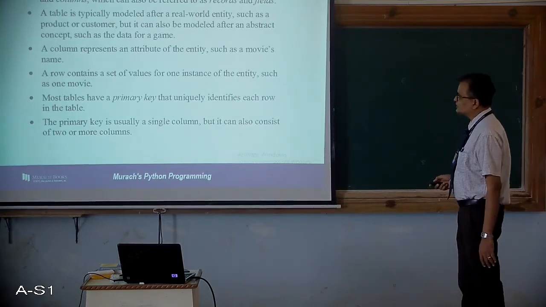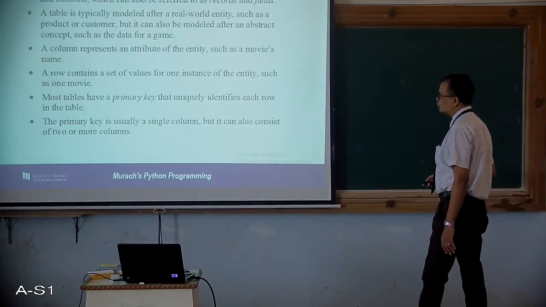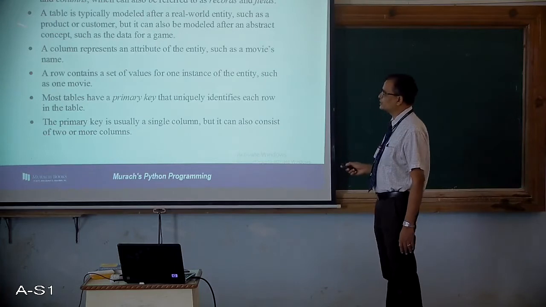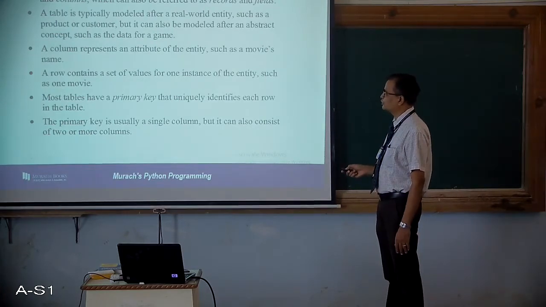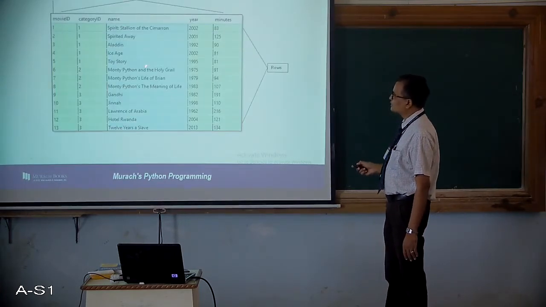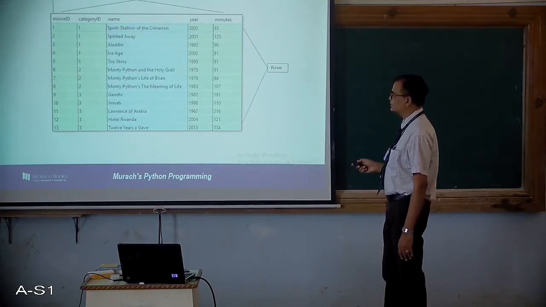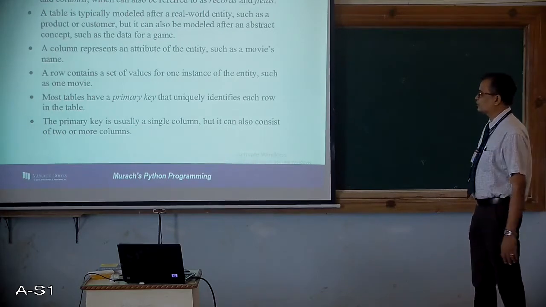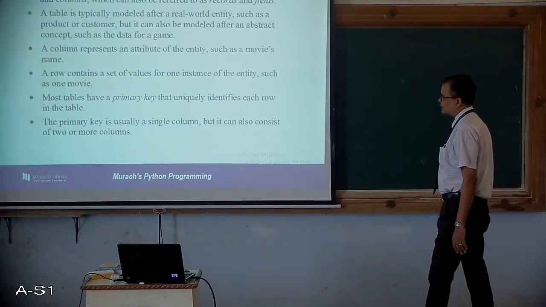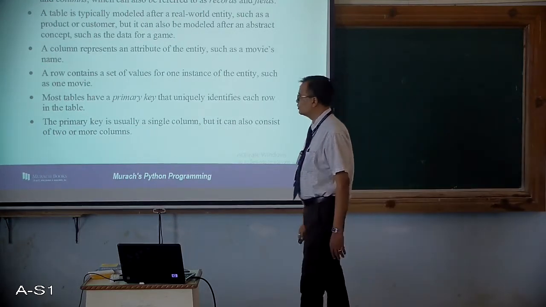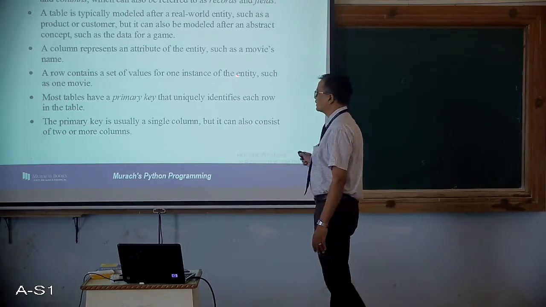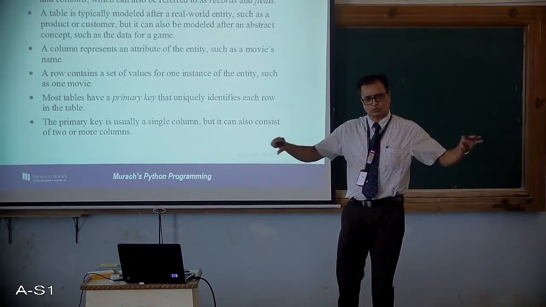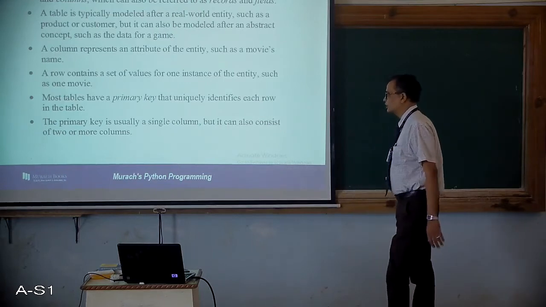A column represents an attribute of an entity such as a movie's name. This is just an example which I have shown in the previous slide. So the movie's name is one column which represents an attribute of a movie. A row consists of a set of values for one instance of an entity such as a movie. So all the values related to a particular movie are stored as one row. That can be called a record.